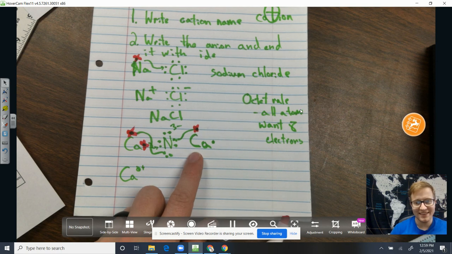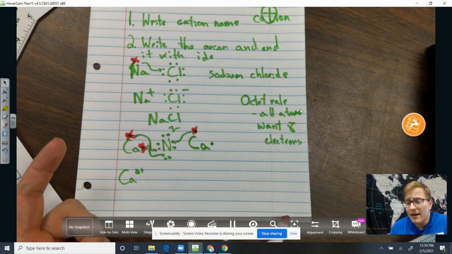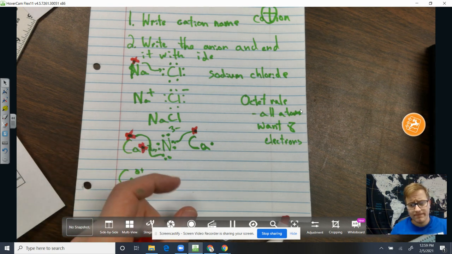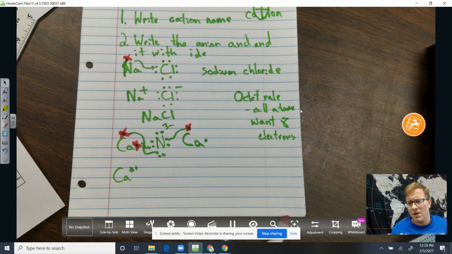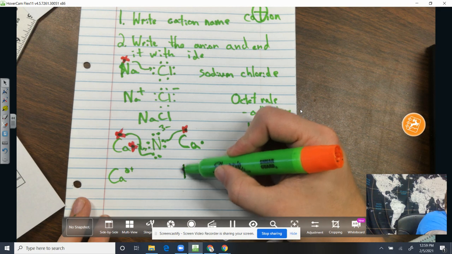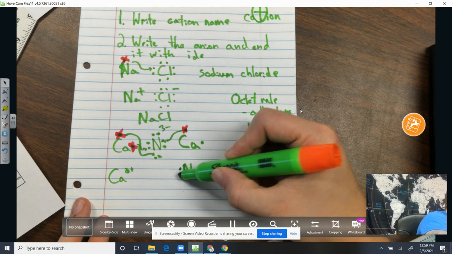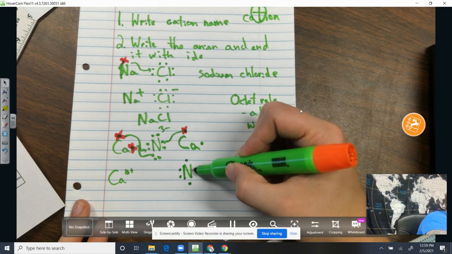One electron is not happy. I promise you, it's going to react like that. But it can't react with other calcium ions. It's not going to be happy if it reacts with another calcium ion, because calciums only have 2. They want to give them away too. They have 2, they don't want an extra one. 3? No, thank you. So they're going to find another nitrogen. And this new nitrogen only has 5.